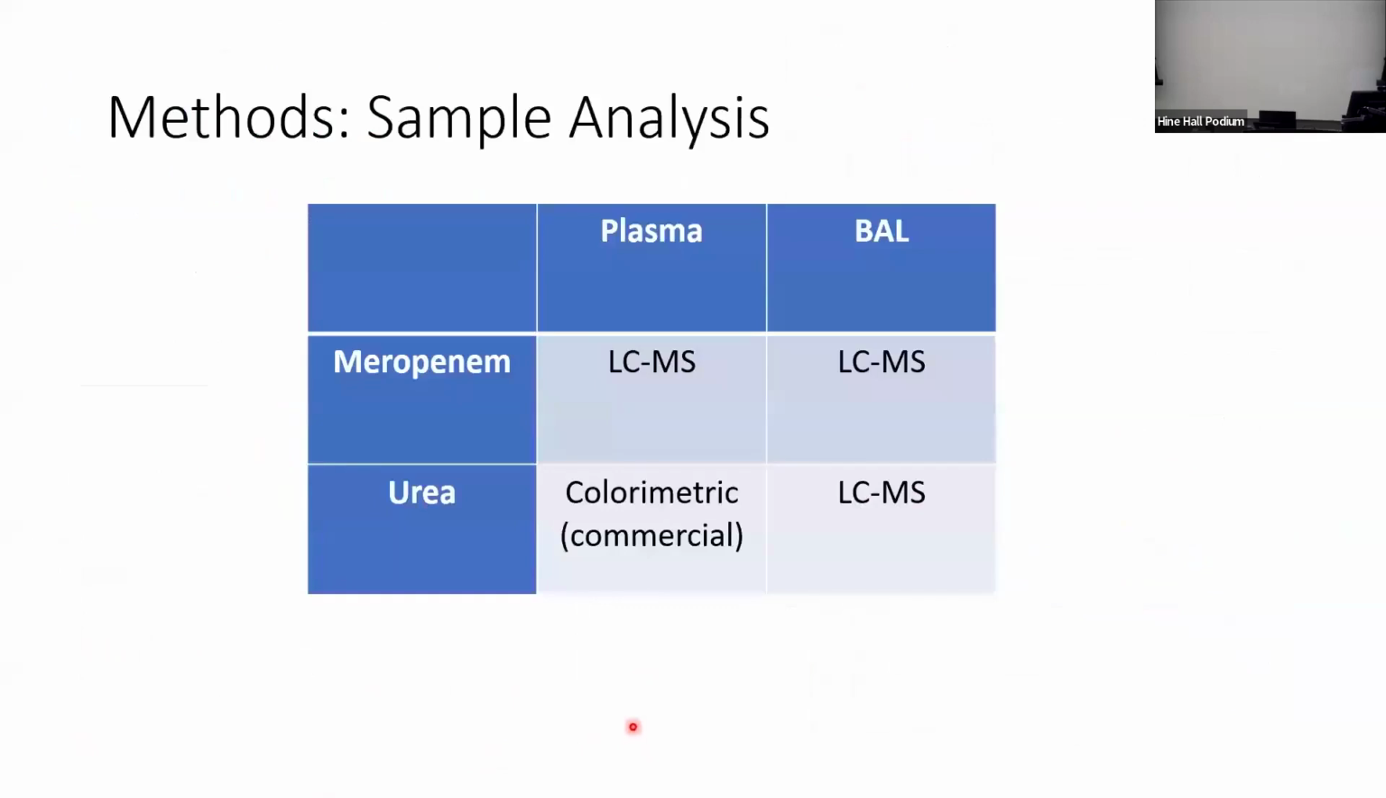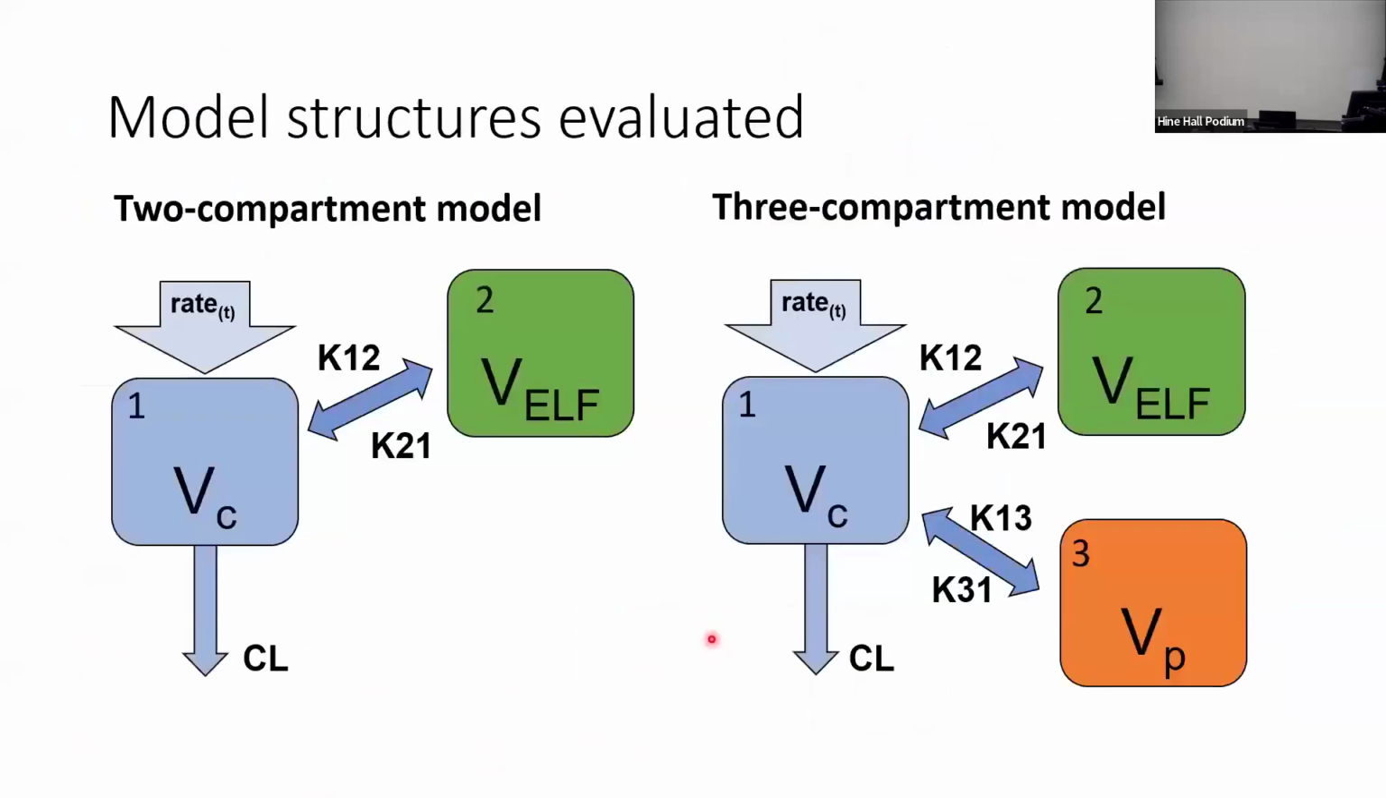So in terms of our approach, we used a number of different methodologies. Primarily for meropenem, we quantitated meropenem in plasma and BAL using an LCMS assay. And for urea, we used an LCMS assay to quantitate sensitively within the lung fluid, the BAL fluid, and a commercially available assay for the plasma, given the differences in the concentration ranges.